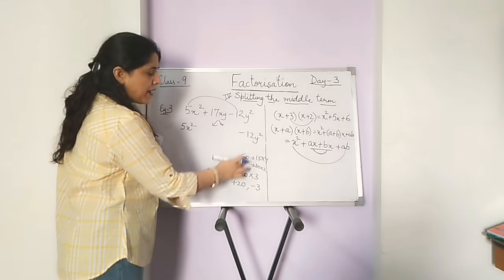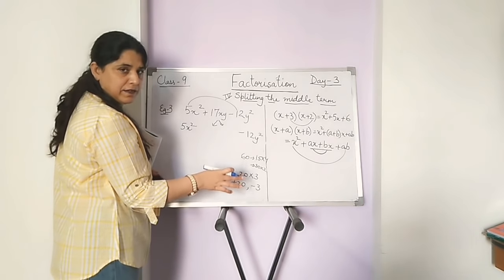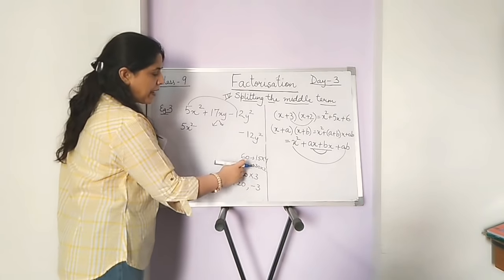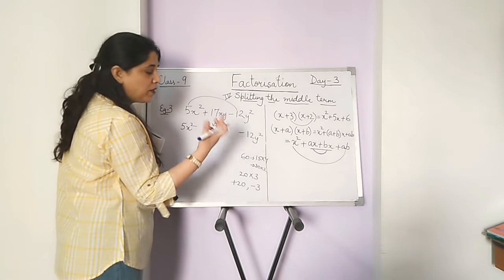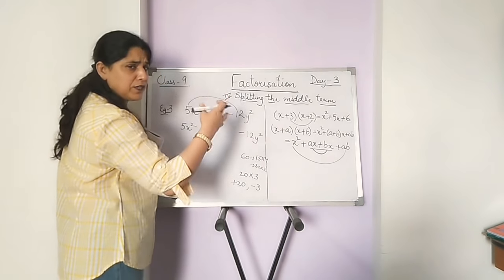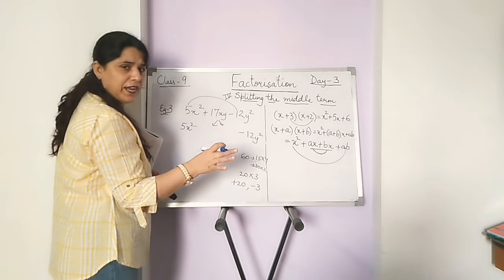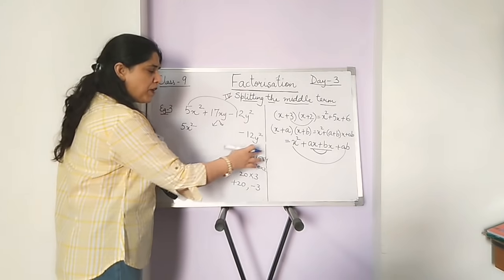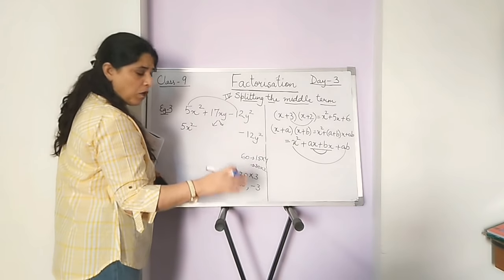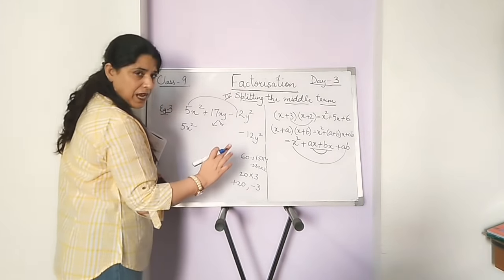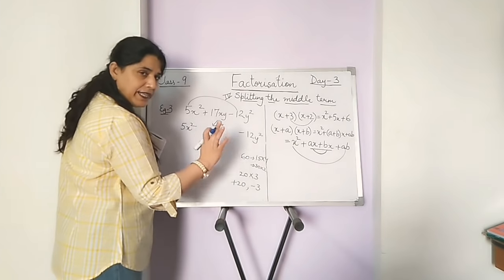We cannot take any of the other factors. Like 30 and 2 you cannot take. Why? Because 30 plus 2 is 32, and 30 minus 2 is 28. You are not getting 17 anyhow from 30 and 2. 15 and 4 also do not give 17. But 20 threes are 60, and from 20 and 3 you are getting 17.